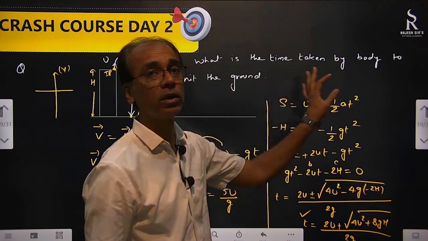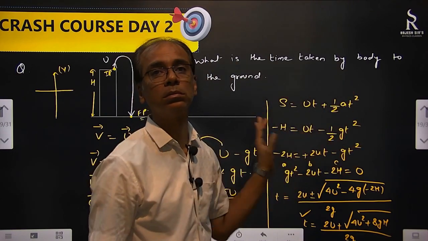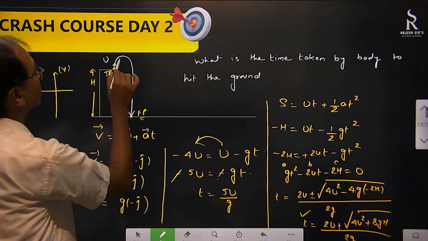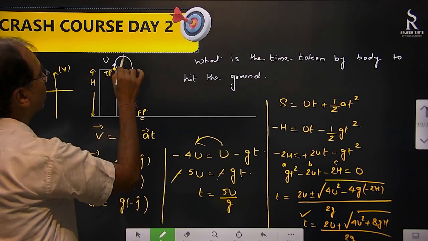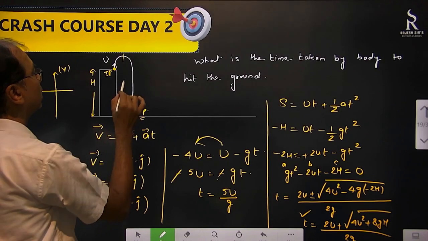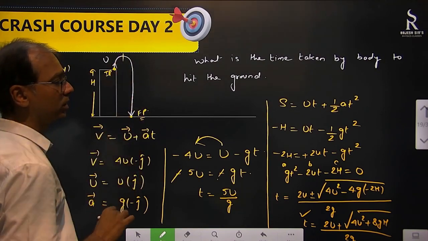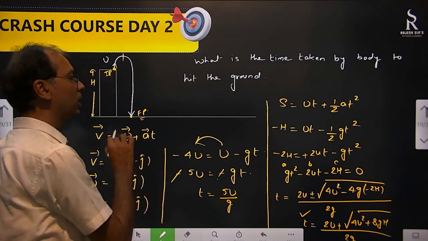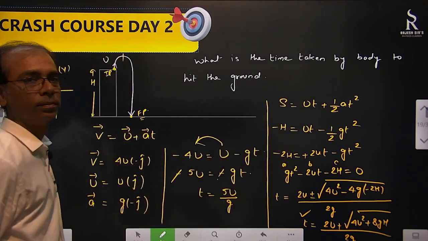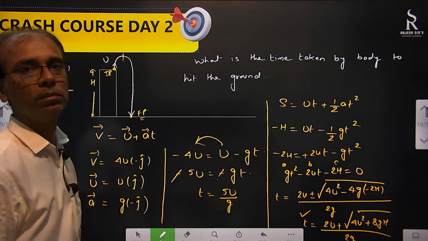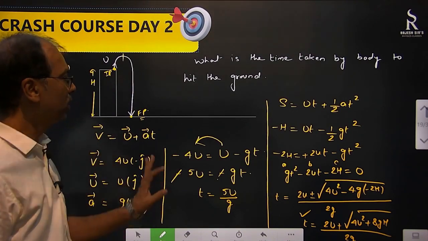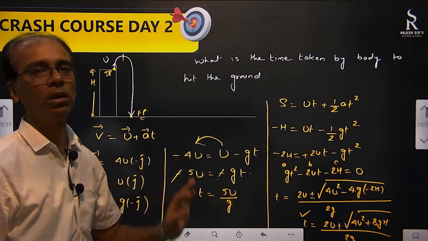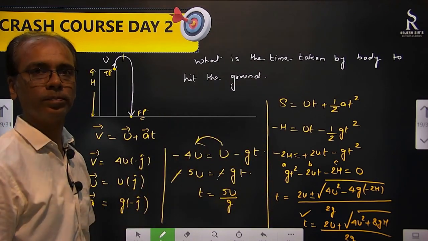How to use it vectorially, I am telling you. You can break it and solve it, that is also possible. You will say that first I will find time of ascent, then I am going to calculate how much is this height, and then I am going to calculate time of descent. That also we can do, but that will be slightly longer than this one. This is the easier one. So when velocity is given like this, and if velocity is not given, only height is given, this is how time is calculated. Correct?